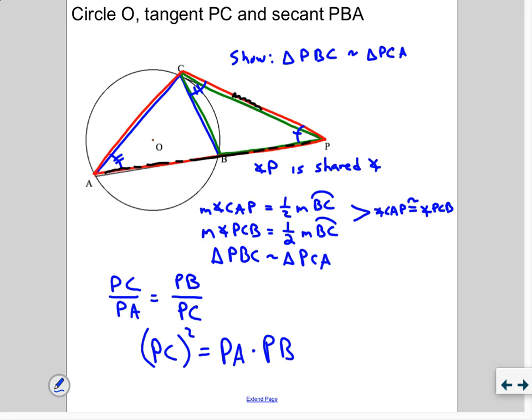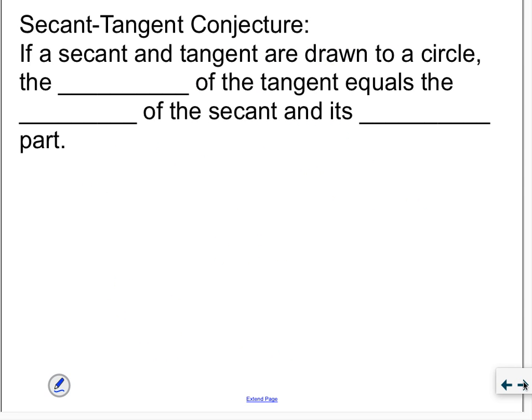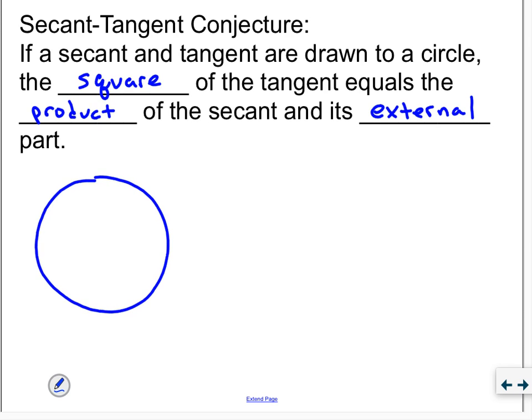So that leads us to our second conjecture. We call this one the secant tangent conjecture. That if a secant and tangent are drawn to a circle, then the square of the tangent equals, whoops, not the length, but the product. The product of the secant and its external part. And that's a neat one there.